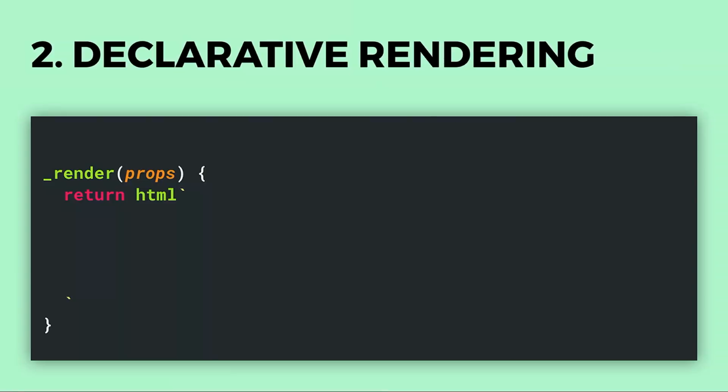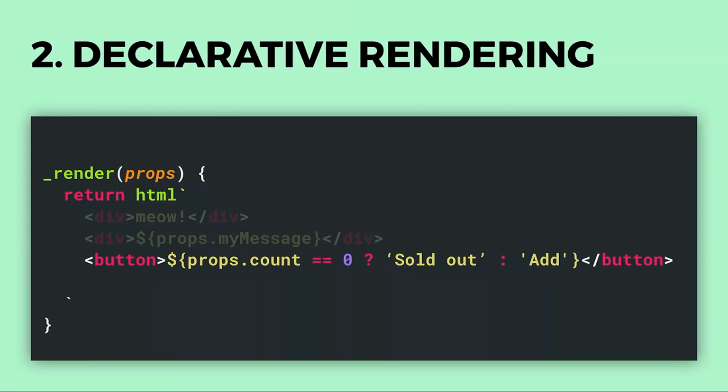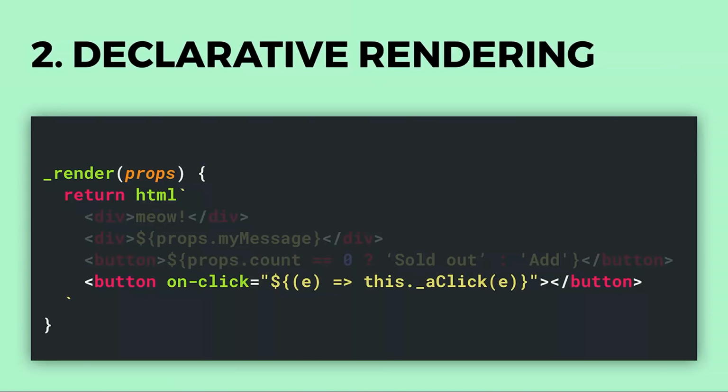So what kind of things can we do in this render function? Well, you can obviously have static content, but you can also have dynamic content. If you have a property called myMessage, you can put it and display it in here. But all of this is just a JavaScript template literal, which means I can write advanced expressions in here, so I can conditionally render different things. Of course, I can also have buttons that have inline event listeners, and all of this just works.